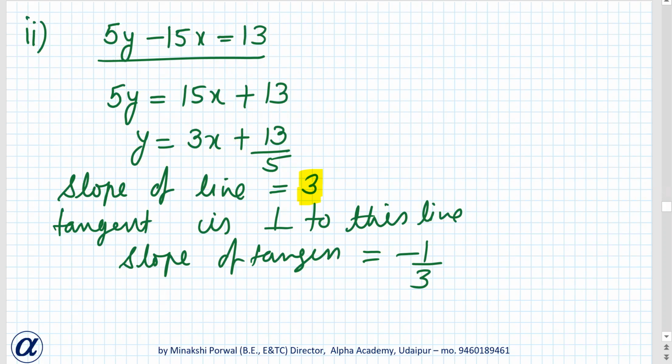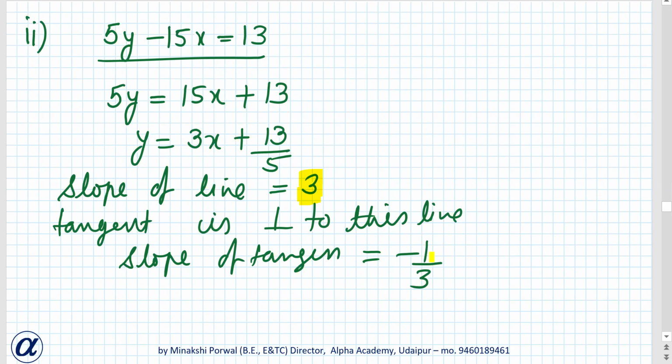15th question, B part. We have to find the equation of tangent line to the curve which is perpendicular to this line. So the tangent is perpendicular to this line. First of all, we'll write this line in the form y equals mx plus c, where m is the slope of the line. The tangent which we have to find is perpendicular to this line, so the slope of the tangent will be minus 1/3. Okay. Now we know the slope of the tangent line, but we don't know the point at which this tangent will be touching the curve.